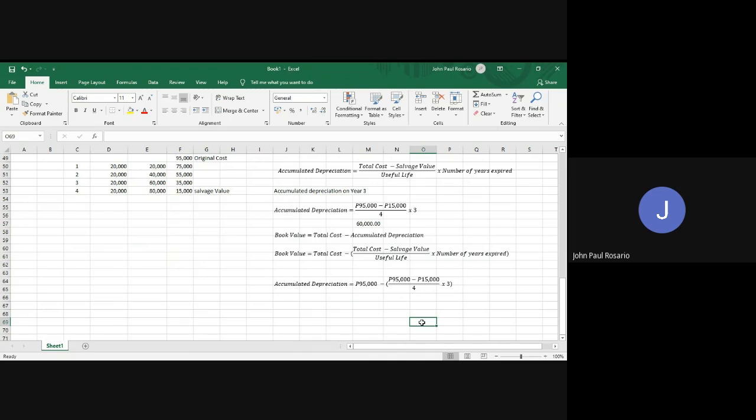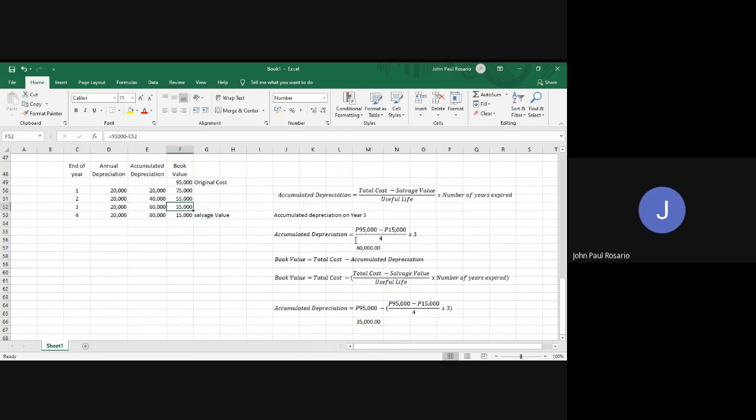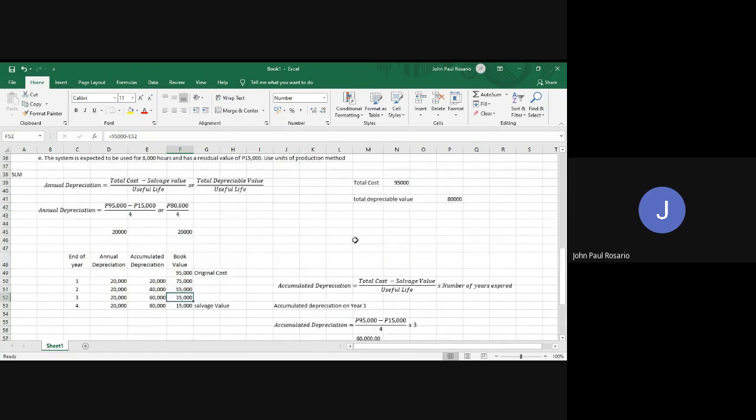Okay. So if we solve for it, then it would look like this. We'll just have to add here 95,000 less. Okay, so your book value on year 3 is 35,000. So with that, we're done with straight line method.